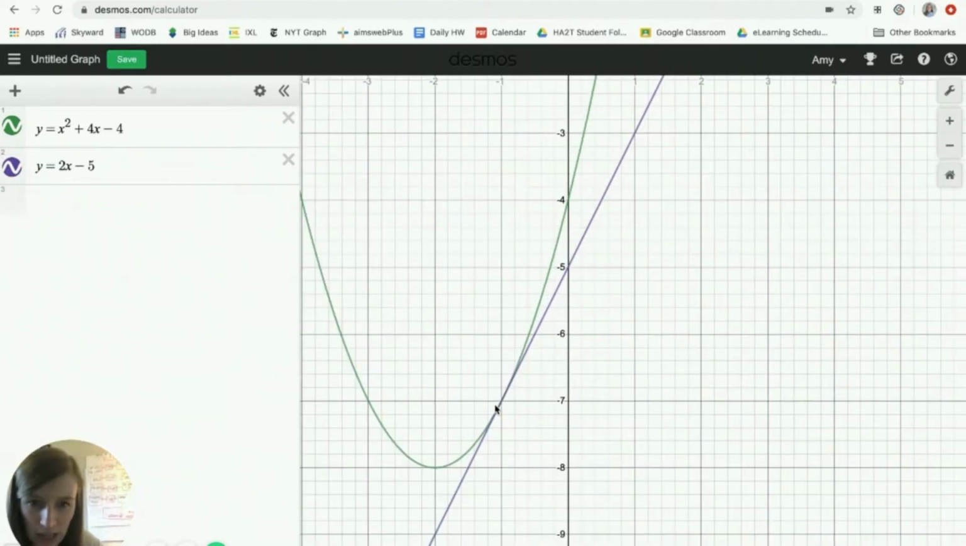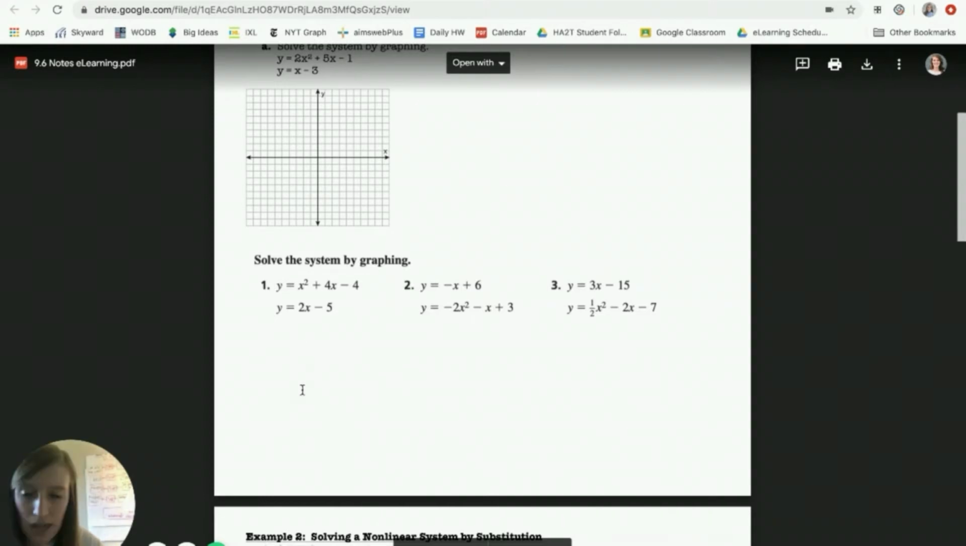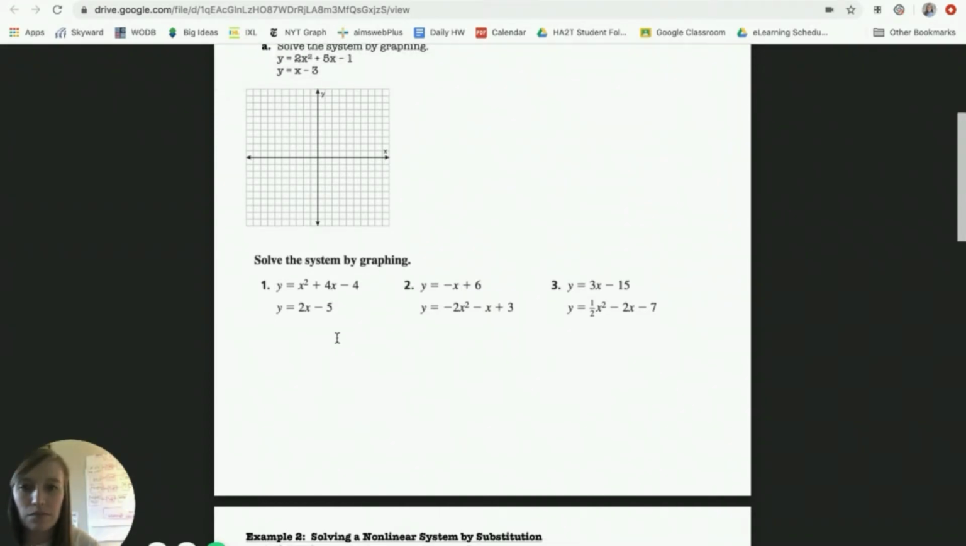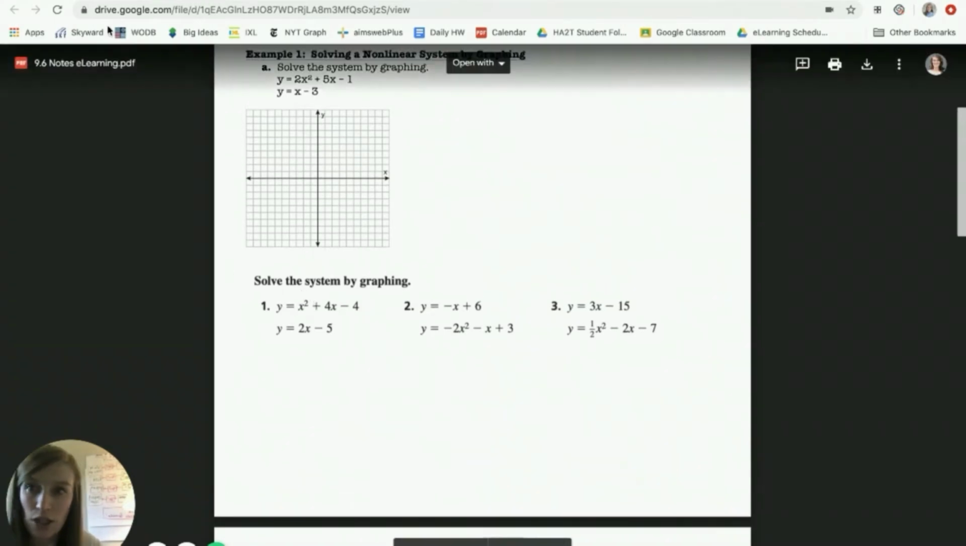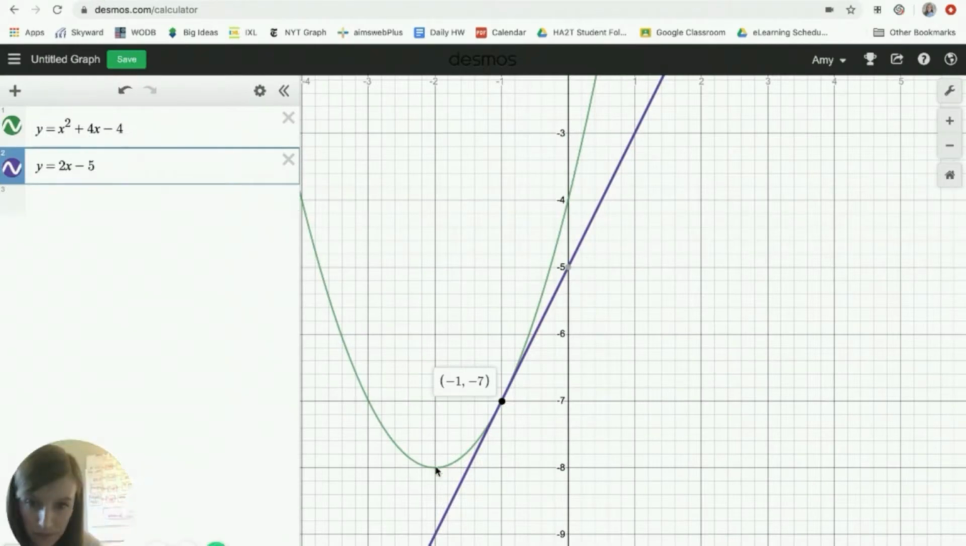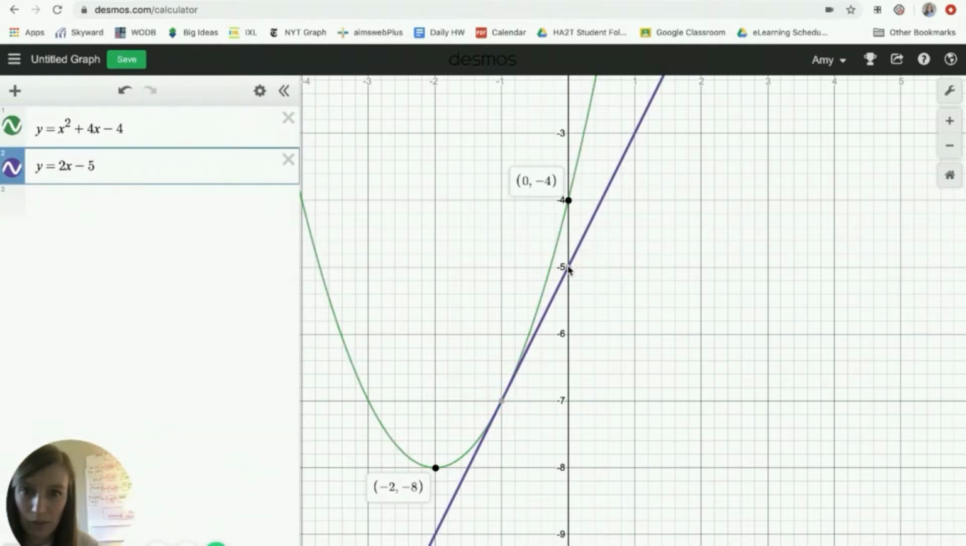Find where it intersects, which Desmos gives us the exact specific point. If you just click down here randomly, not that exact point. It tells you the point is -1, -7. So your answer for number 1 would be -1, -7. That's all we need to do for all of these. If you don't have a graphing calculator, then you're going to have to go ahead and graph this quadratic, which you can do by finding the vertex, finding the y-intercept, and graphing it all. Same thing here. This just has a y-intercept of -5 and a slope of 2.